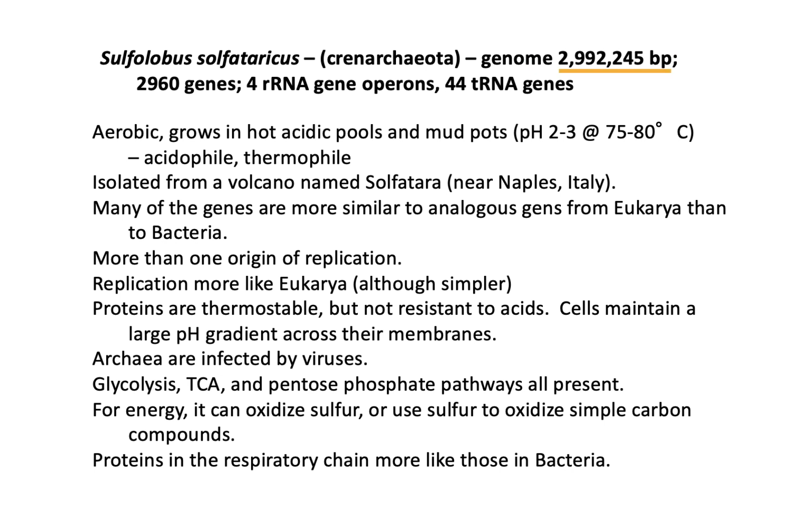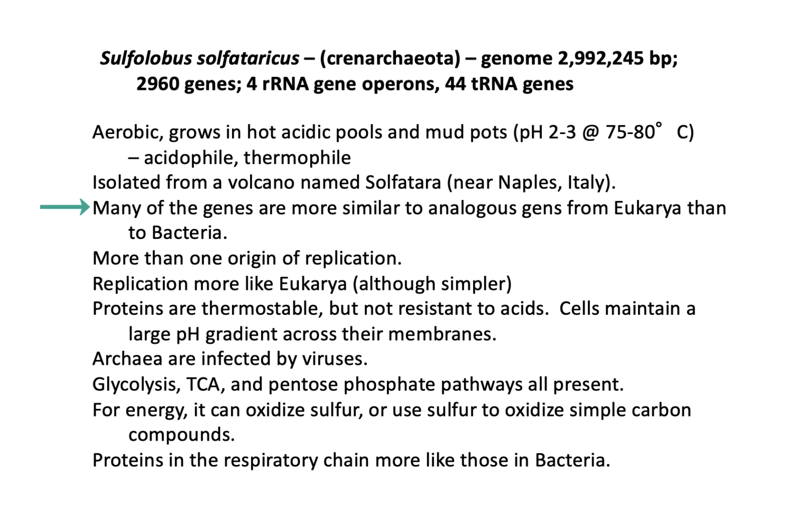So here's a description of this genome. It's about 3 million base pairs, almost 3,000 genes, 4 ribosomal RNA gene operons, and 44 tRNAs. It's aerobic and grows in these hot acidic pools and mud pots where the pH is around 2 to 3 and the temperature is between 75 and 80 degrees centigrade. So this one's an acidophile and a thermophile, isolated from this volcano named Solfatara near Naples, Italy.